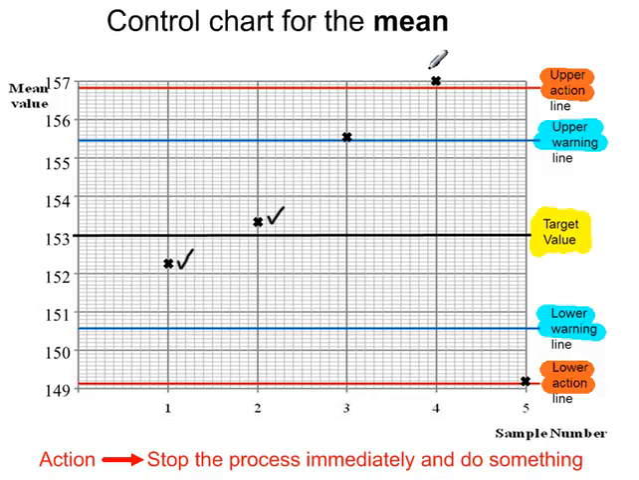So the process here was stopped, some changes were made, but then the next sample taken is also between the warning and action limits, but at the lower end of our control chart. So perhaps the machine was over adjusted earlier.